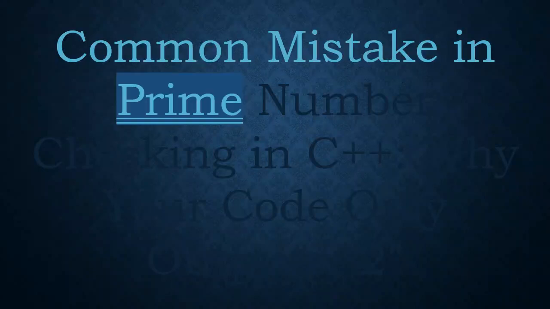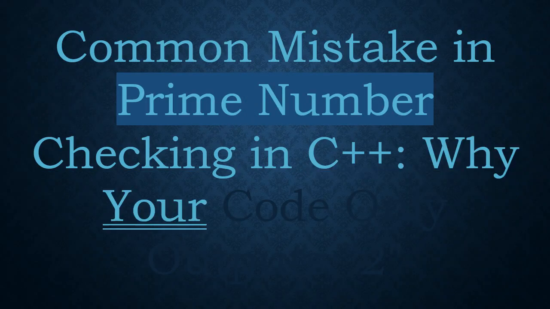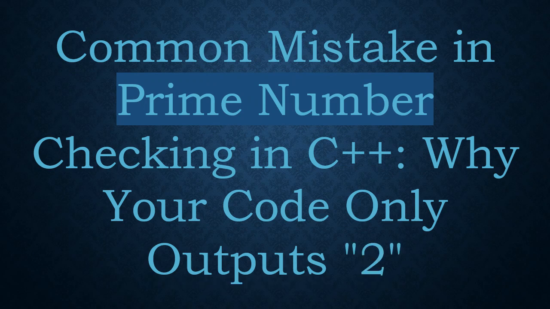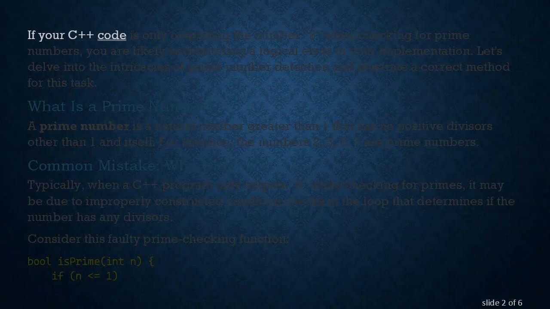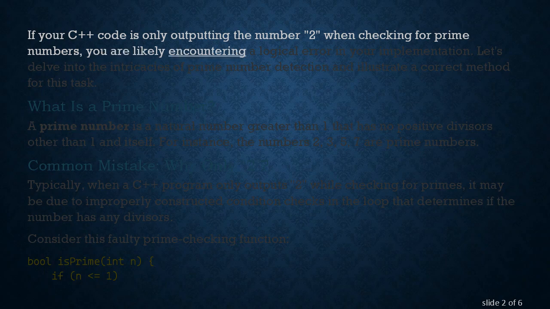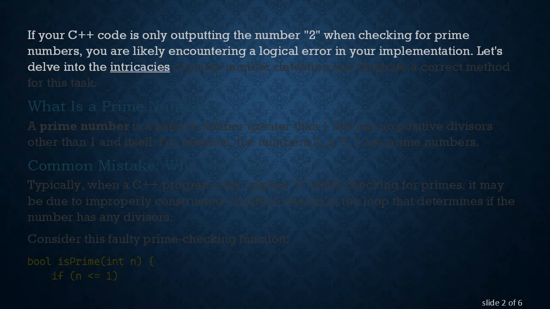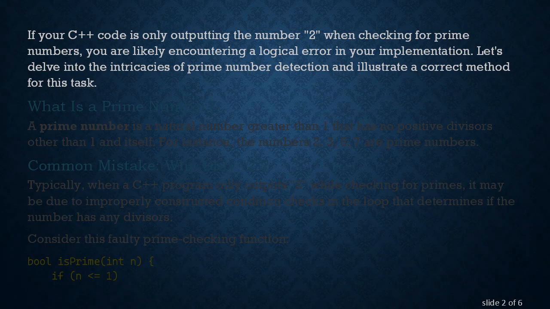Common mistake in prime number checking in C++: why your code only outputs 2. If your C++ code is only outputting the number 2 when checking for prime numbers, you are likely encountering a logical error in your implementation. Let's delve into the intricacies of prime number detection and illustrate a correct method for this task.